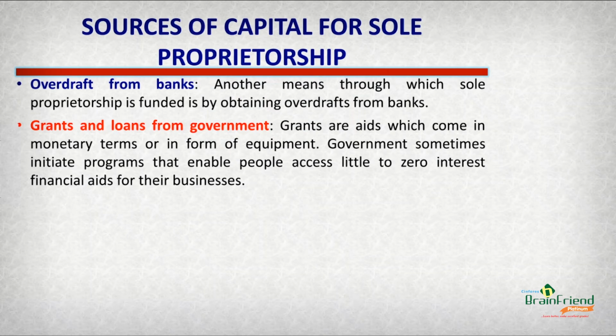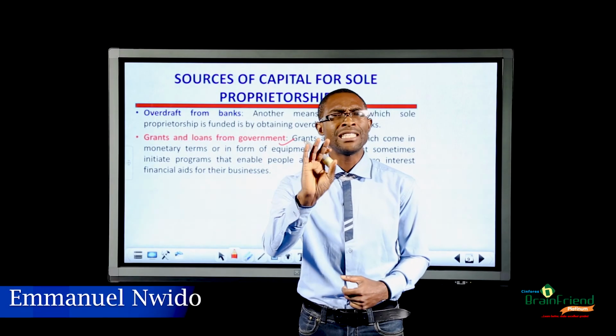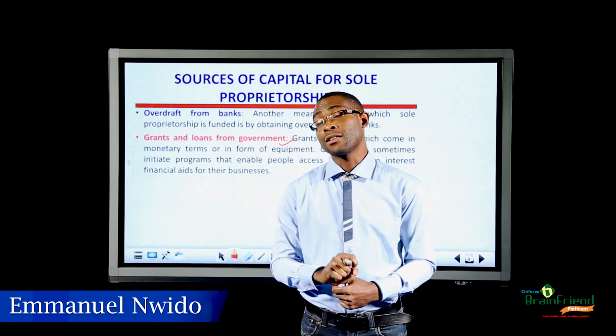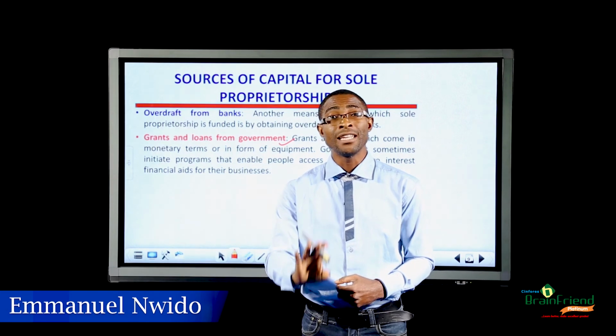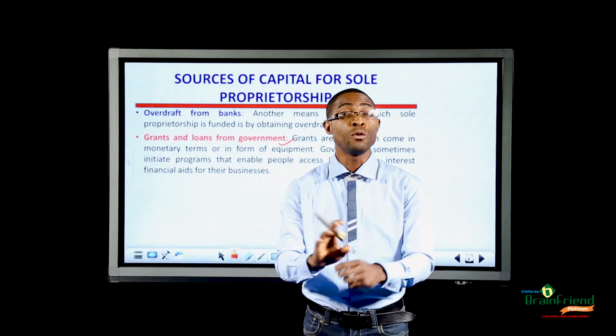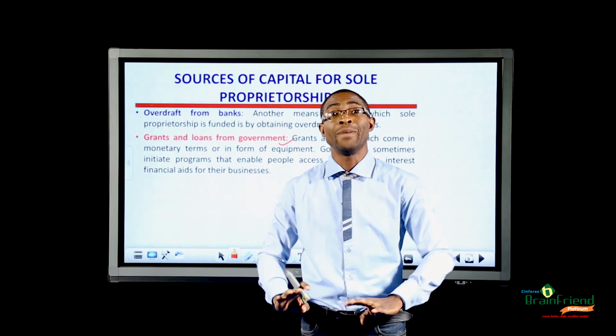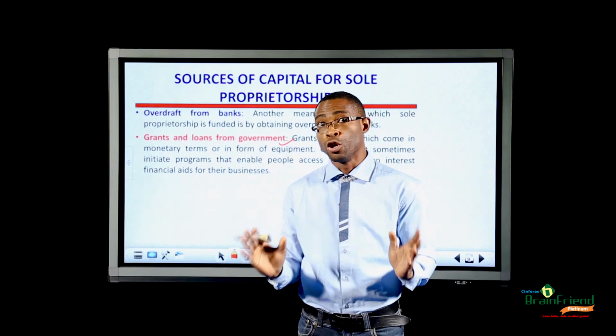And then let's look at grants and loans from government. Here the government comes in with a brilliant idea that for all the sole proprietors in town, they want to support their businesses. So they come up with a form, you fill, they give you 100,000 naira. Now, when it is a grant, it means that the government is actually giving it to you without you paying back. This is the government trying to help you grow your business.